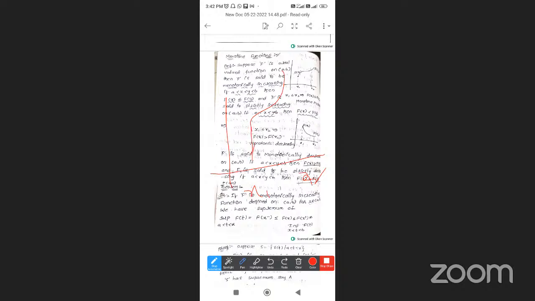Here we have f of x1 and f of x2. Now, decreasing means: x1 is less than or equal to x2, and by definition f of x1 is greater than or equal to f of x2. This is called a monotonically decreasing function. Strictly decreasing means f of x is greater than f of y.